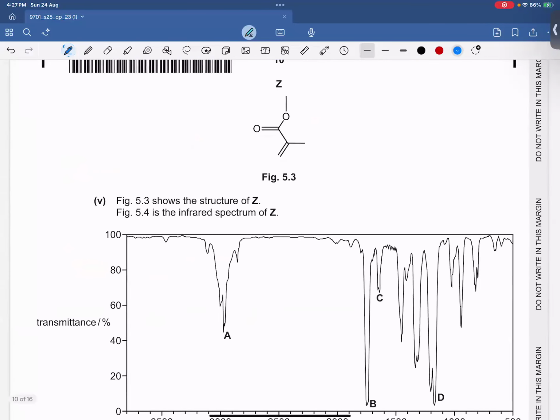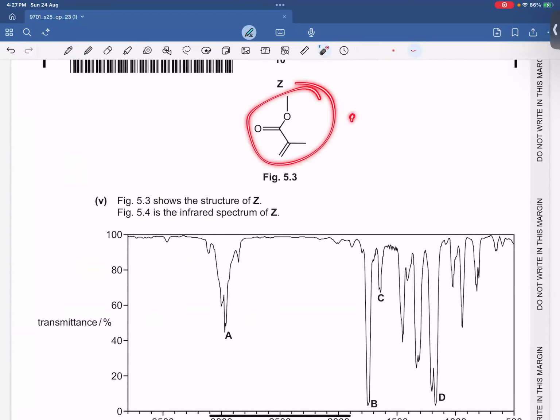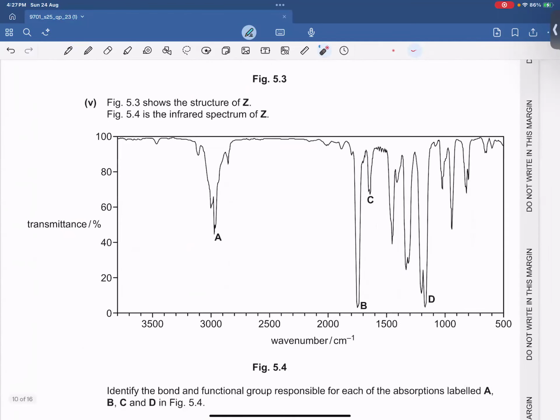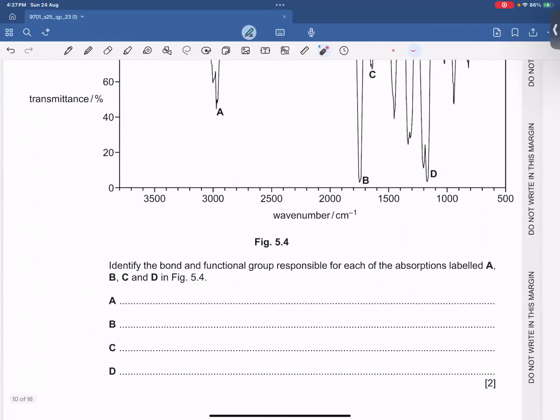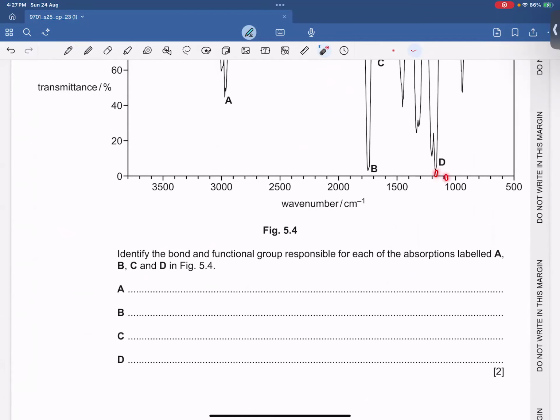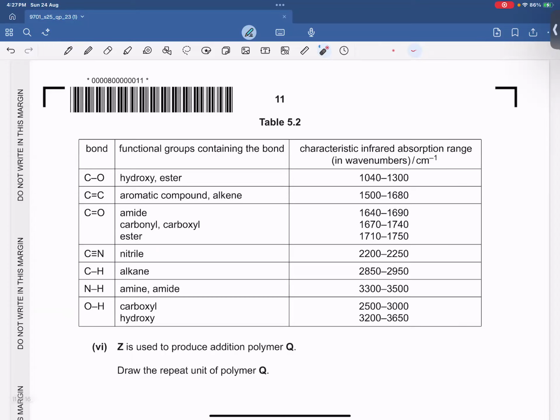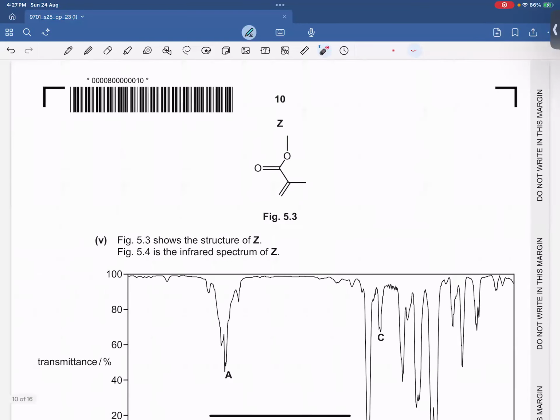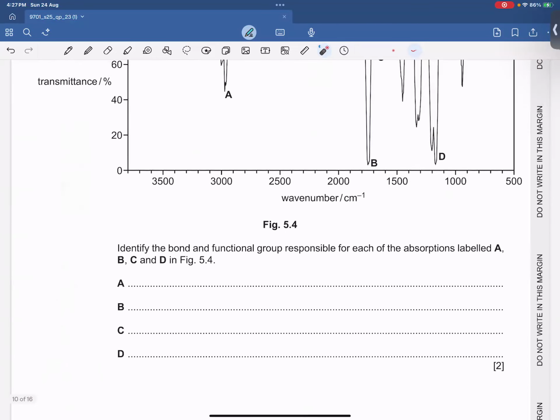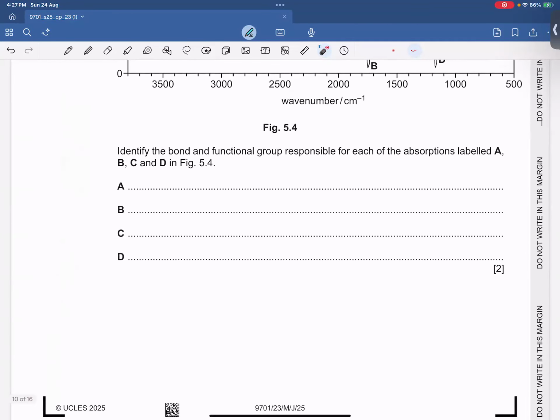Next part of the question is, this is an ester again. The figure shows the infrared spectrum of Z. Identify the bonds and functional groups. It's 1100 and something, 1150, 1140. So it's basically C-O of ester. Okay. So D is basically C-O of ester.